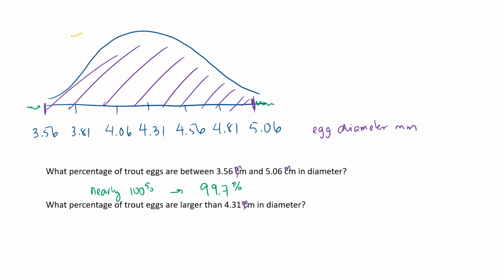So the second question is, what percentage of trout eggs are larger than 4.31 millimeters? So 4.31 millimeters is the middle. And which ones are larger? So that's half of the bell curve. So that is 50% of the eggs.